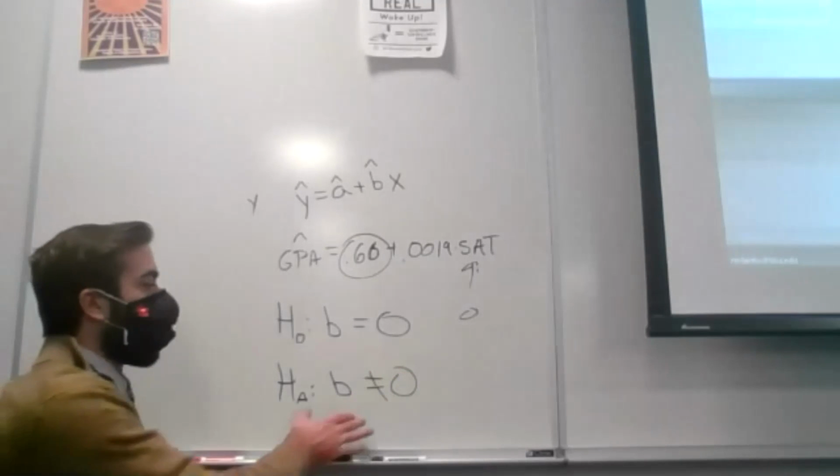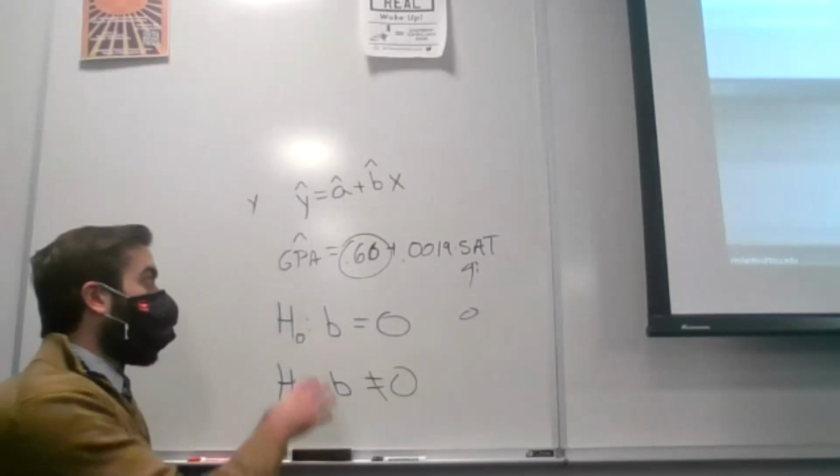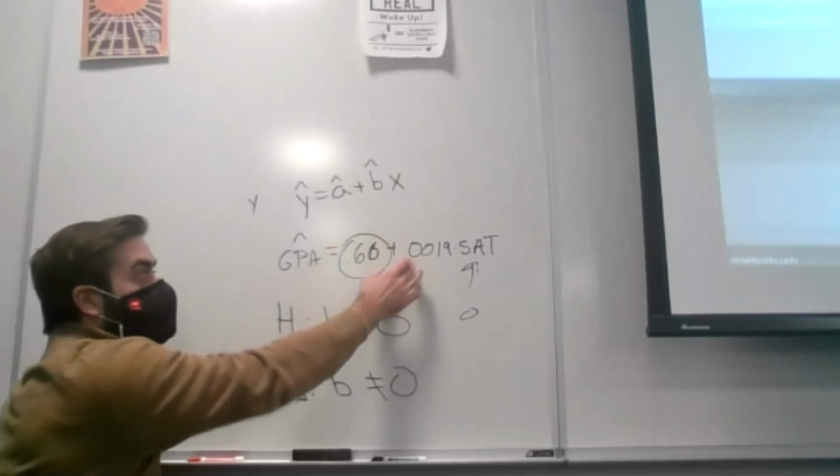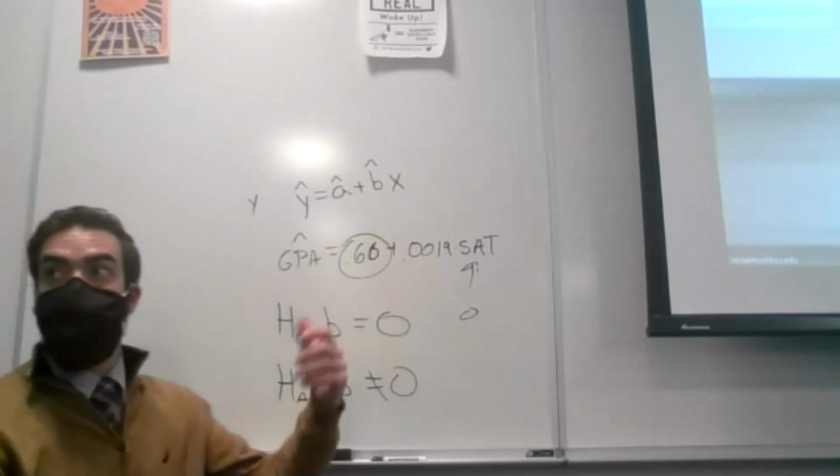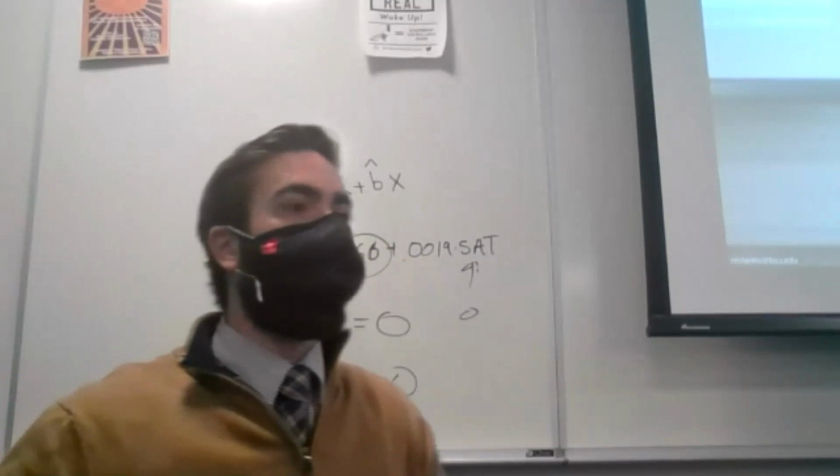So we're always going to have this two-tailed test, right? And we're trying to see if we can find a coefficient estimate that's different enough from 0 to be able to reject this assumption that there's no relationship between x and y. Okay.